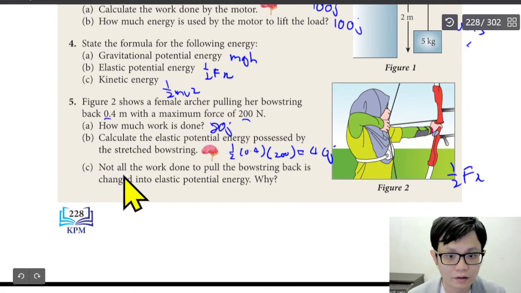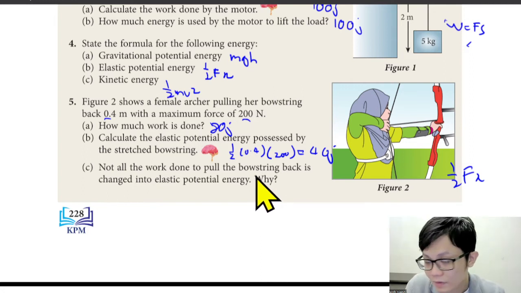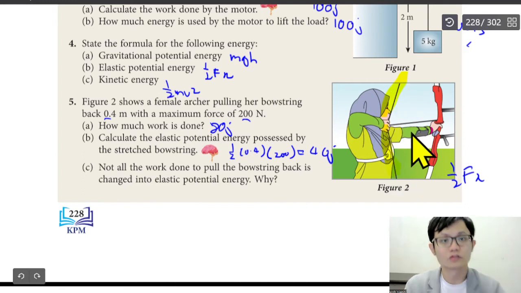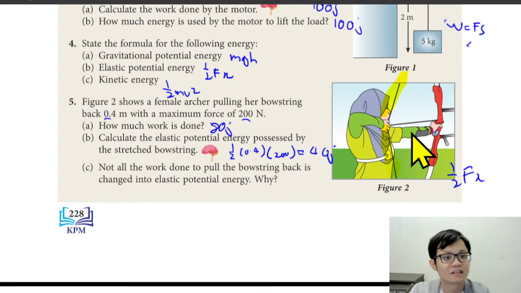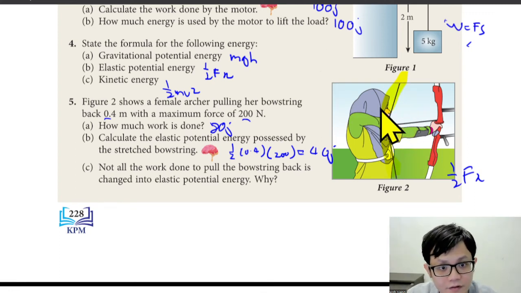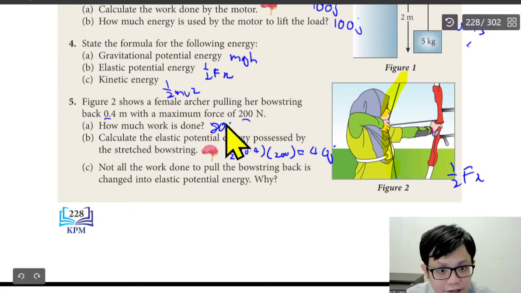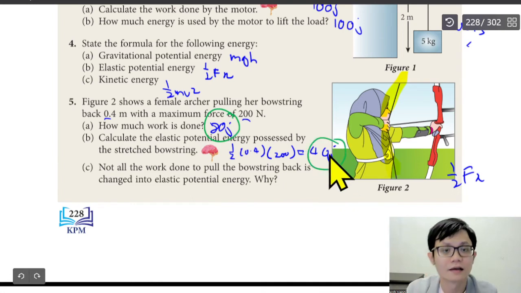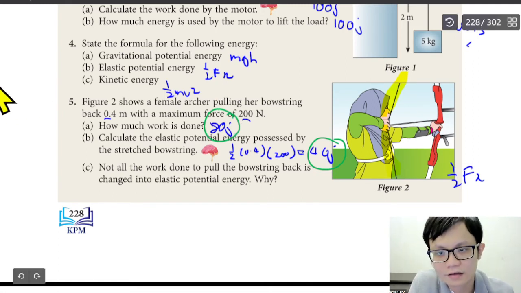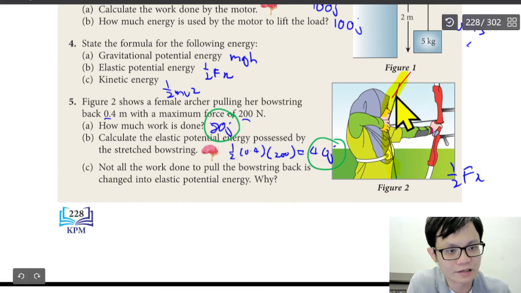Not all work done to pull the bowstring becomes elastic energy. Why? Because this is the string. When you pull, the energy goes to the highlighted part. But when we did the question just now, here got 80, here got 40. Another 40, where does it go? Let's say here is 40 and here is 40.